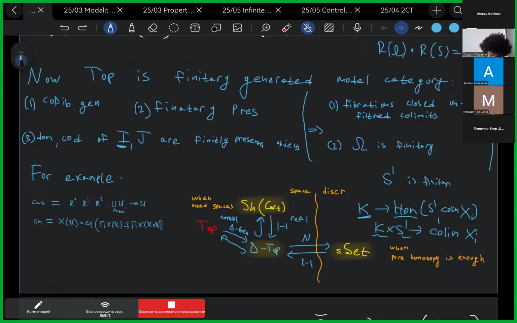Okay, some examples of such model categories for homotopy theory.